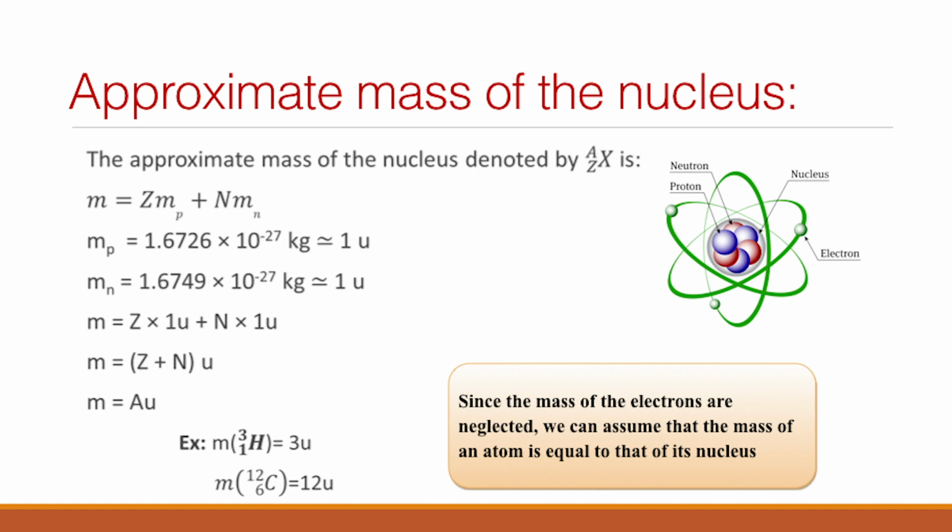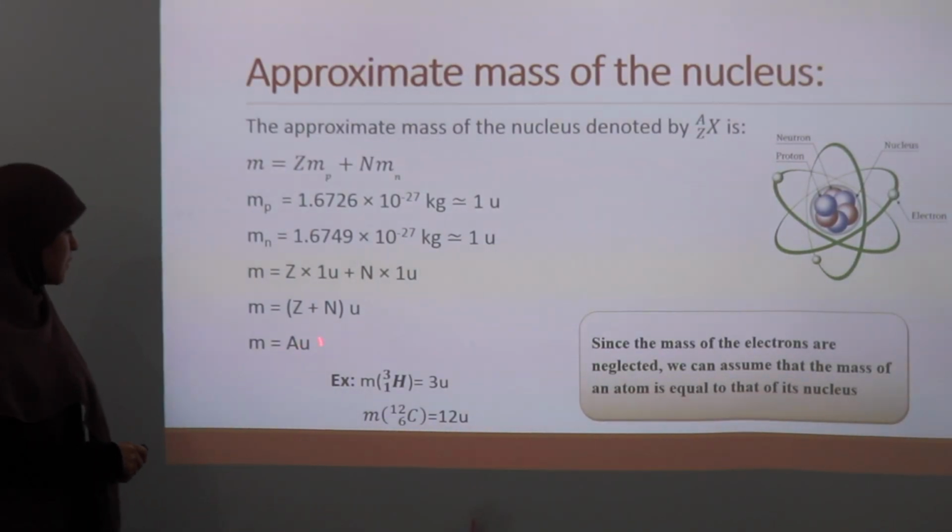The mass of the nucleus is Z times 1U, where 1U is the mass of a proton, plus N, the number of neutrons, times the mass of one neutron. So the total mass equals (Z plus N)U, and you know that Z plus N equals A, so you can say that the mass of the nucleus is equal to AU, where U is the unit of mass and A is the mass number.